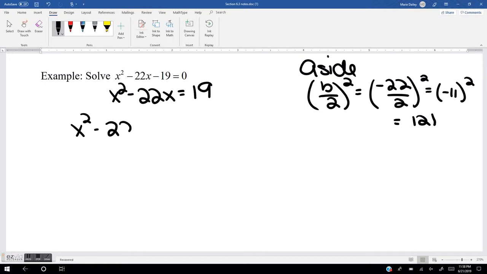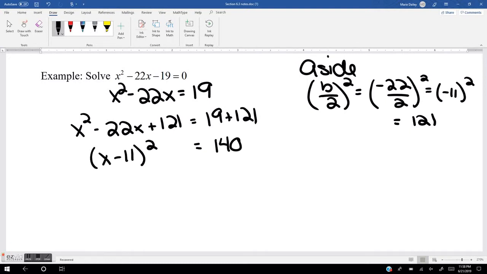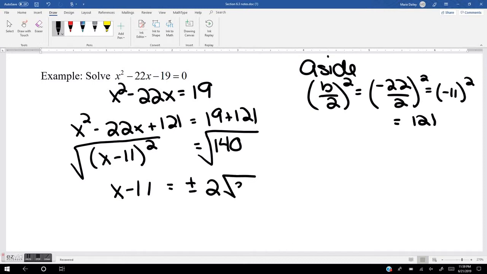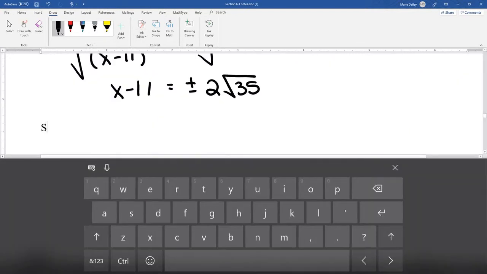Of course, we're going to go ahead, add that then to both sides. Now 19 plus 121 is 140. This side then will go ahead and factor into x minus 11 times x minus 11, or more conveniently, x minus 11 squared. Introducing that square root, we don't want to forget that plus or minus sign. Now 140 will break apart into 4 times 35, which becomes then plus or minus 2 square roots of 35.